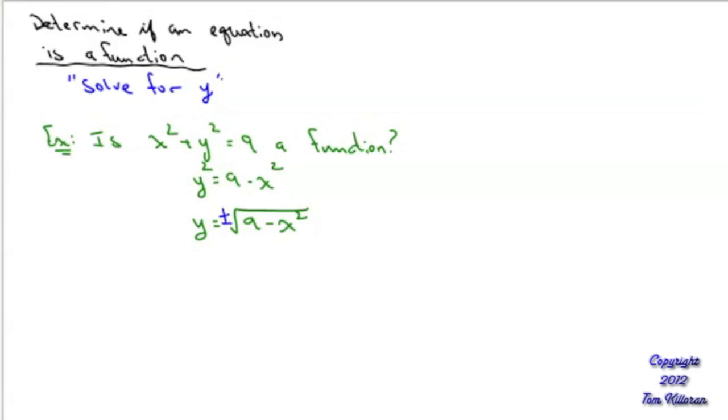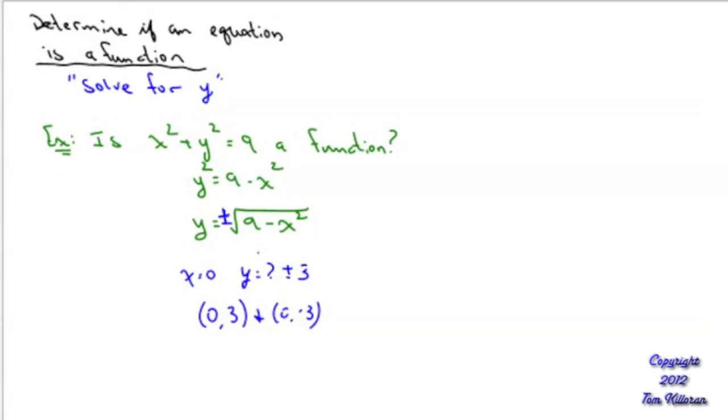Now, with that plus or minus there, let's look at it as a single point for a second. Let x equal 0. If x is equal to 0, what is y equal to? Plus or minus the square root of 9, which is 3. So y would equal plus or minus 3. That means in coordinate terms that we have (0, 3) as 1 point, and (0, -3) as another point. What's wrong with that?